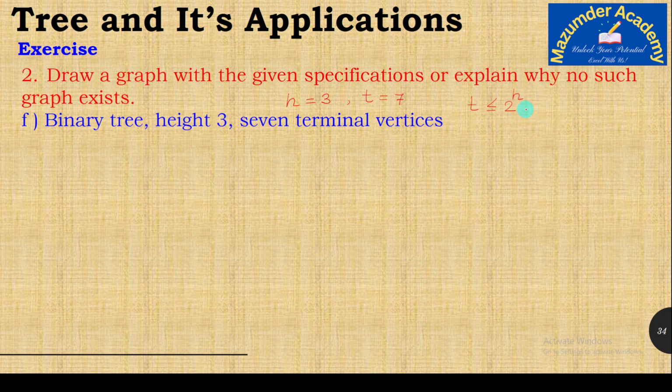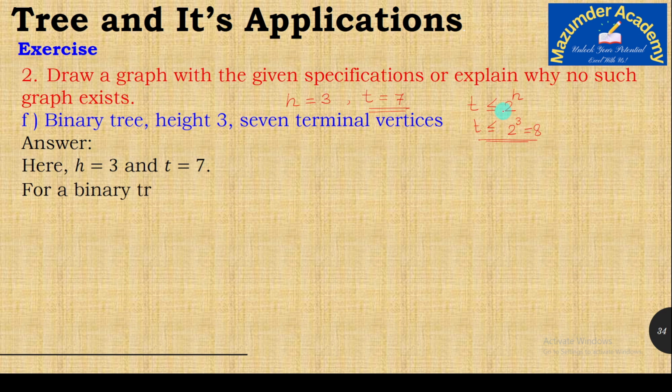So is it satisfying? In my case, t should be less than or equal to 2 power 3, that is 8. So number of terminal vertices must be less than or equal to 8, but the given one is 7, so it is satisfying this condition. So such a graph is possible. Here h equals 3 and t equals 7 for a binary tree, t is less than or equal to this, so such a graph is possible.